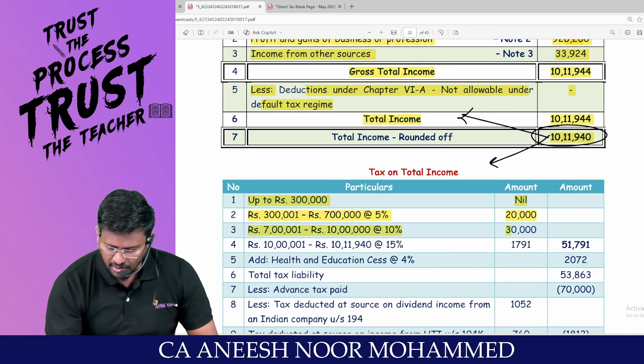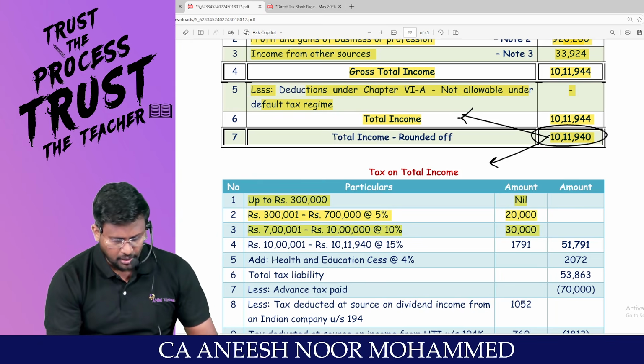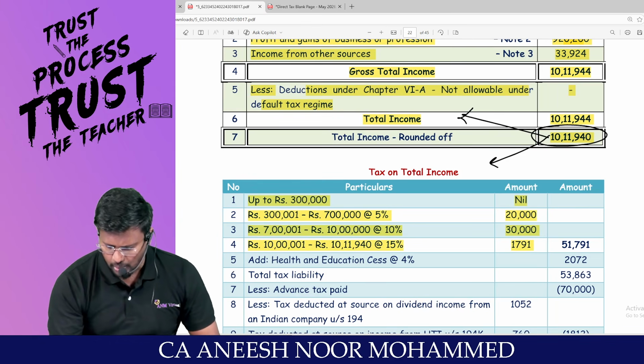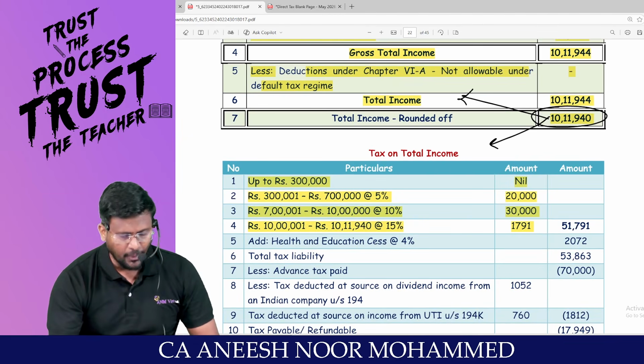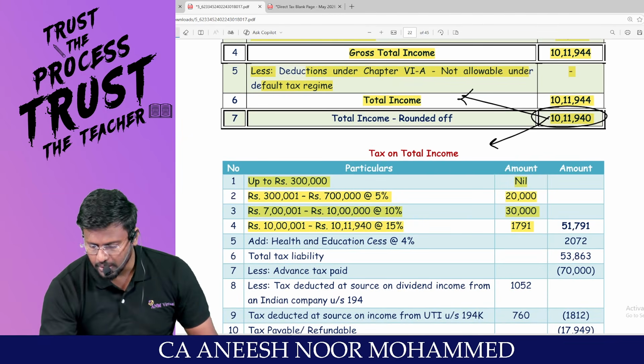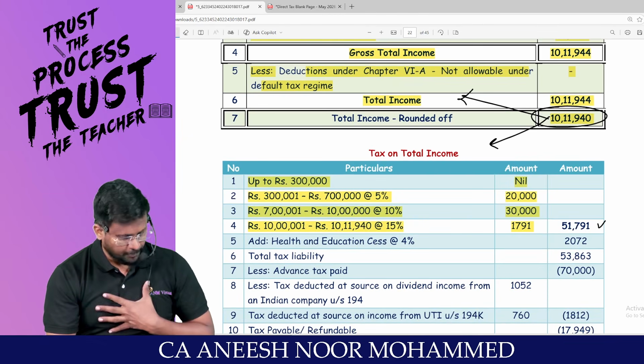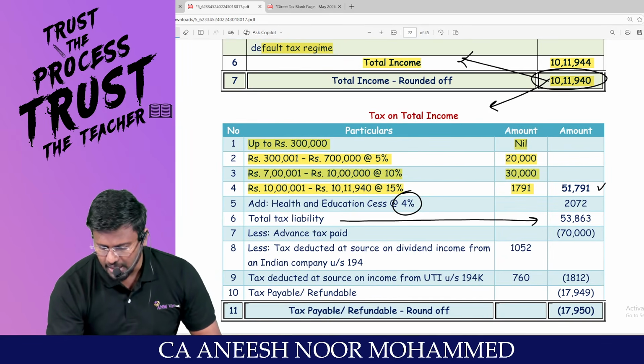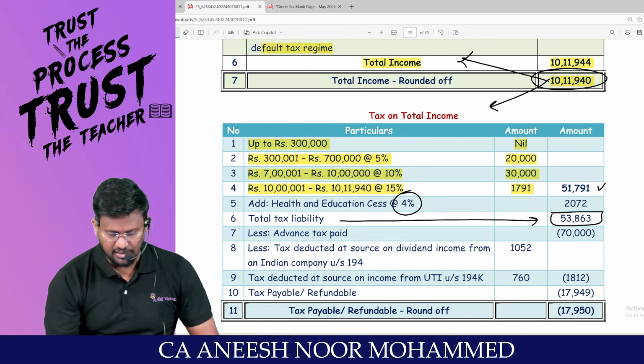For the next 3 lakh, 30,000. For the next 2 lakh, 15%, that comes to, sir, 1,791. So you will be getting 51,791. Am I right? On that, health and education cess at the rate of 4%, total tax liability will be 53,863.